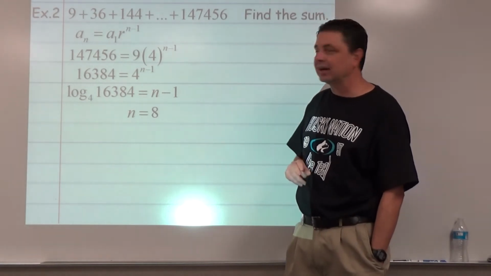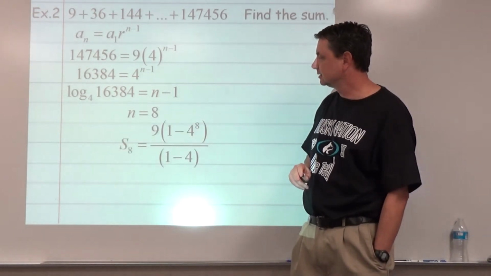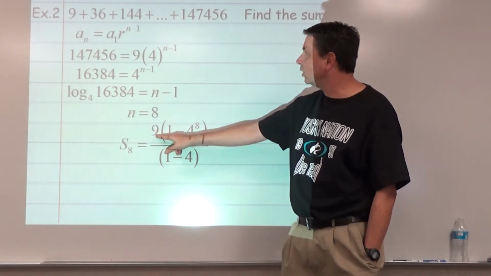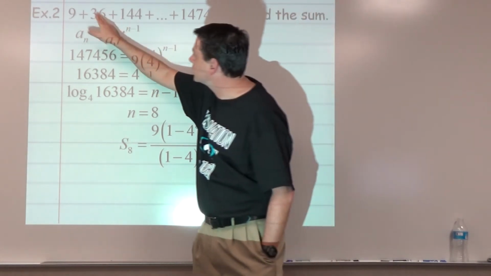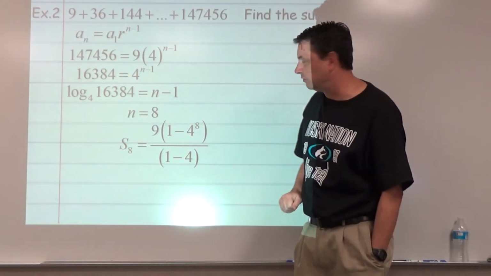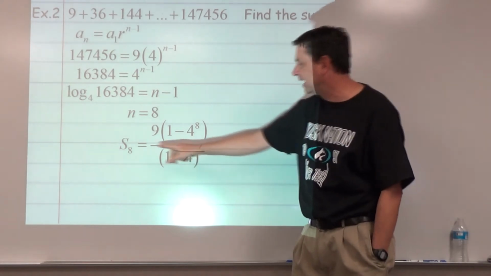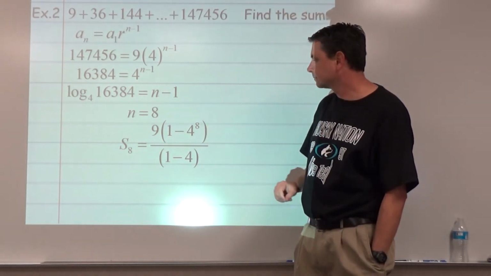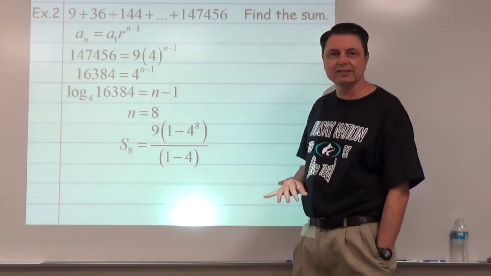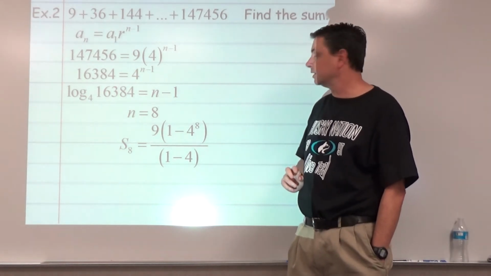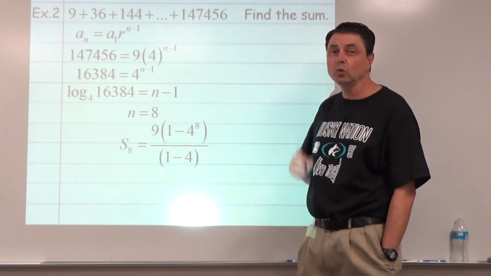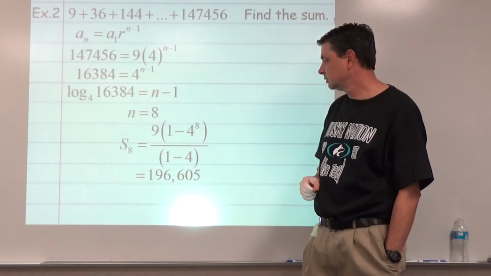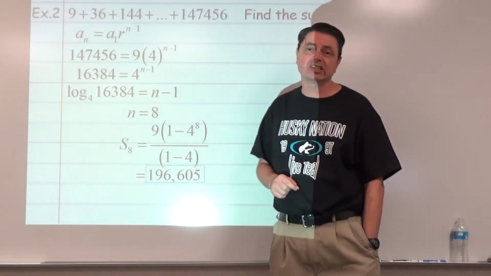We're going to do S sub 8. a sub 1, and our r was 36 divided by 9. That's how we got the 4, to the power of 8. All those parentheses. Type it carefully into the calculator. We should be getting 196,605.